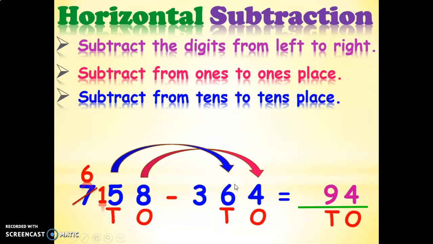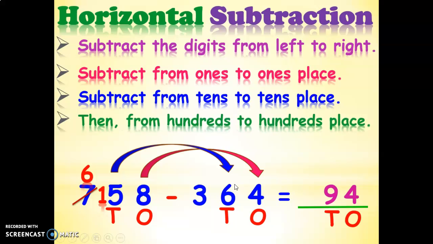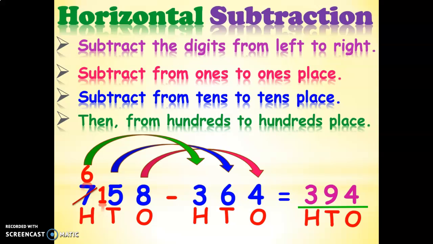And the last step, again that's for tens place, will be to subtract from hundreds to hundreds place. That will be 6 minus 3. The answer here is, again for hundreds place, the answer is 3. 3 belongs to hundreds place. The final answer is 394. Again, remember, for horizontal subtraction, you have to subtract the digits from left to right, and use the place value of numbers.